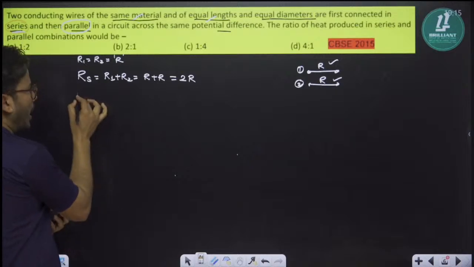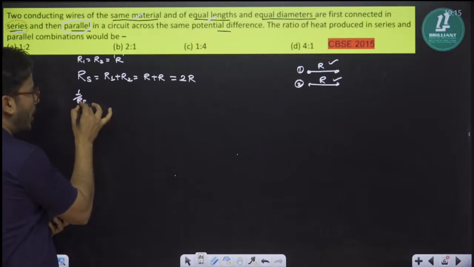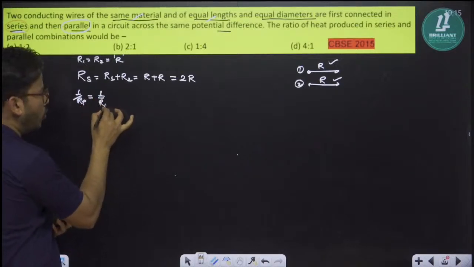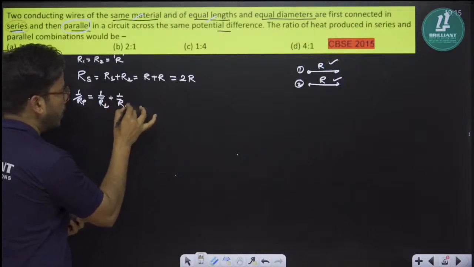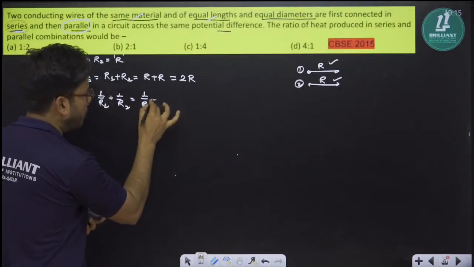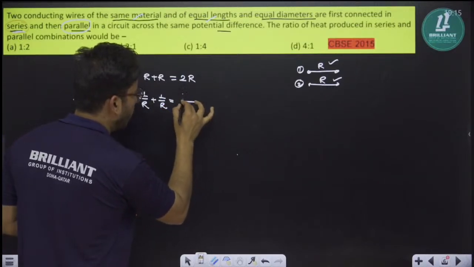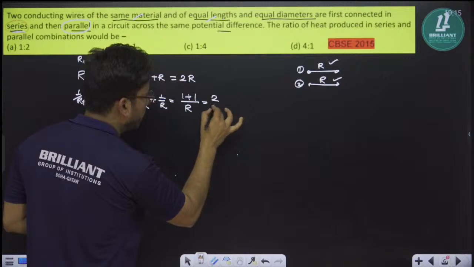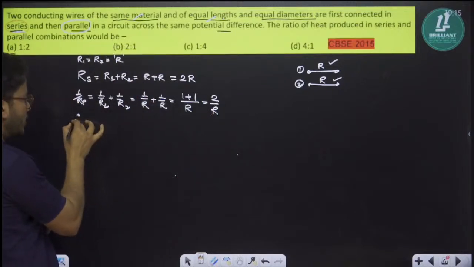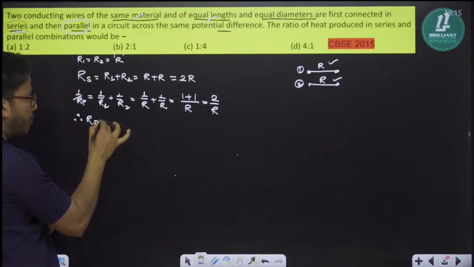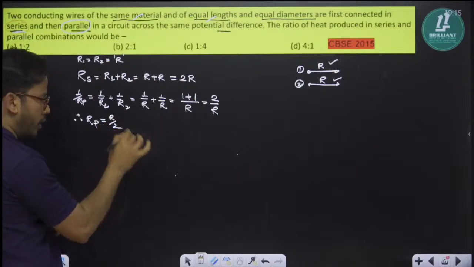Now to connect in parallel, I will use the formula 1 by RP is equal to 1 by R1 plus 1 by R2. That will be equal to 1 by R plus 1 by R. You're going to take LCM R, 1 plus 1, that will be 2 divided by R. At the end you are reciprocating it. When you do this, RP becomes equal to R divided by 2.